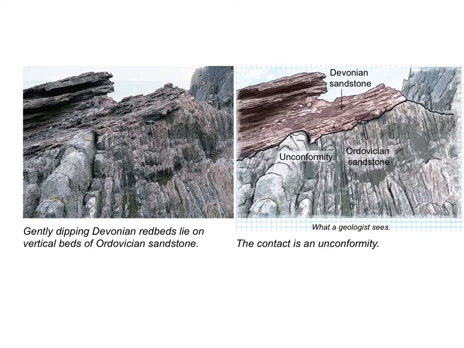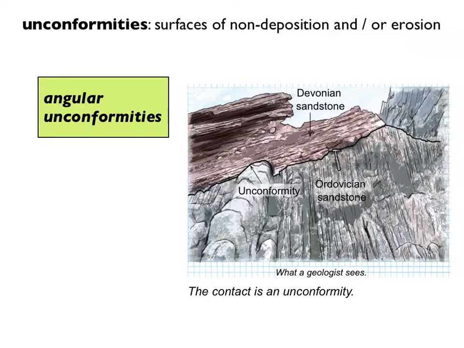It shows gently dipping Devonian red beds, the sedimentary beds at the top of the picture, overlying vertical beds of Ordovician sandstone. The contact between the two beds, which is delineated in the annotated photograph on the right, represents an unconformity. So in today's short lecture, I'm going to talk some more about what those unconformities are exactly.